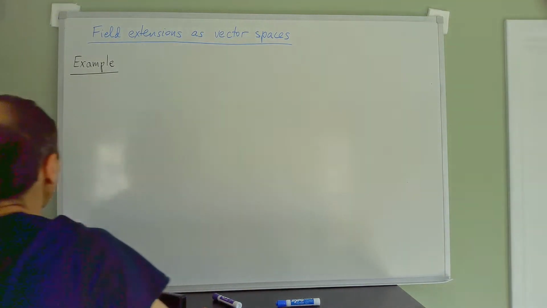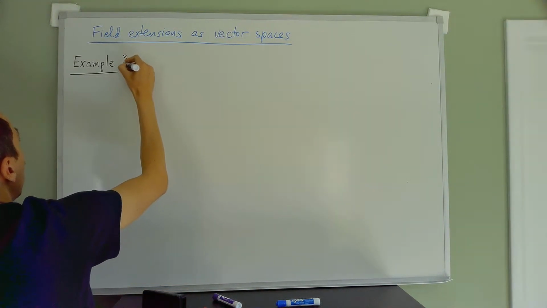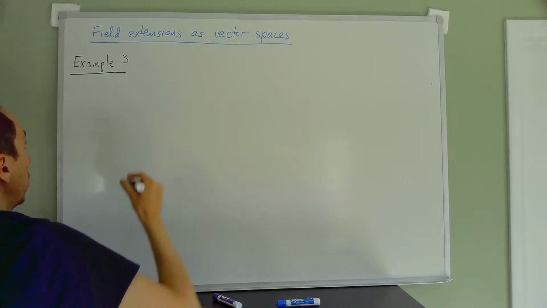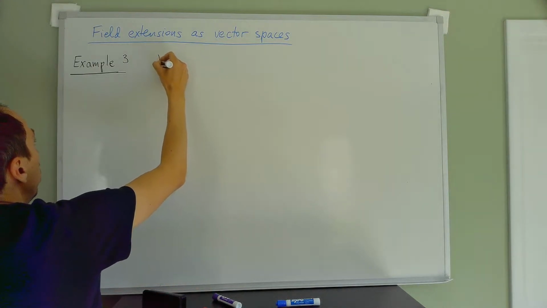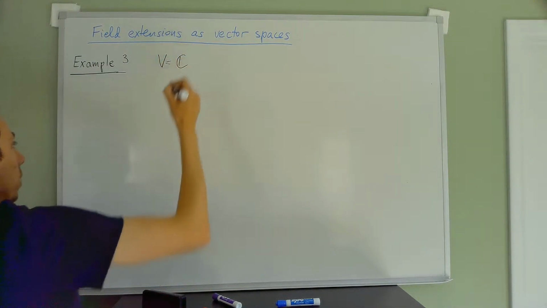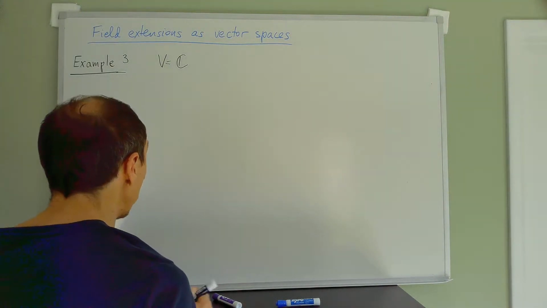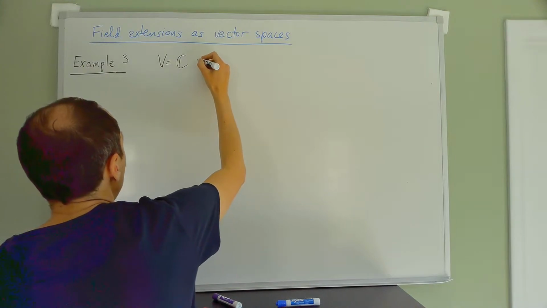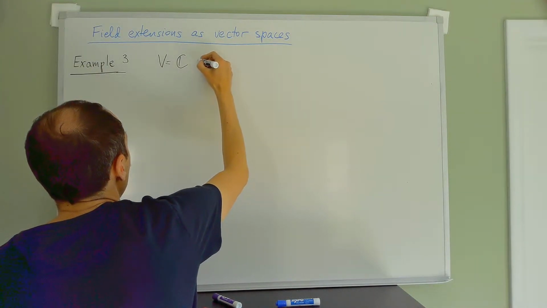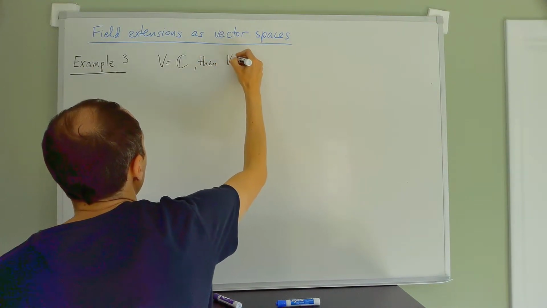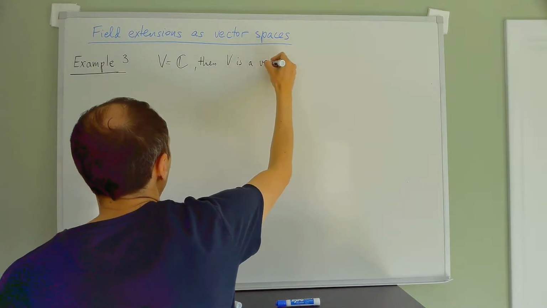So example 3, I'm going to take V to be all the complex numbers. And I'm going to treat these complex numbers, I claim this is a vector space, then V is a vector space over the reals.